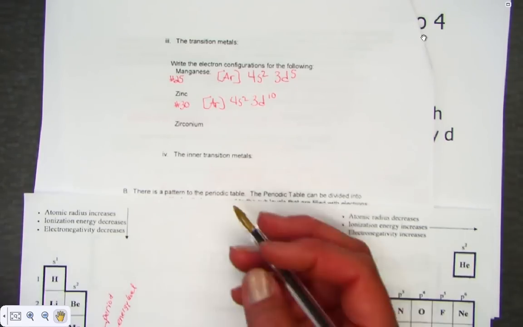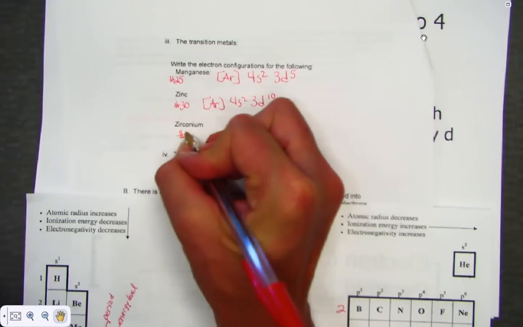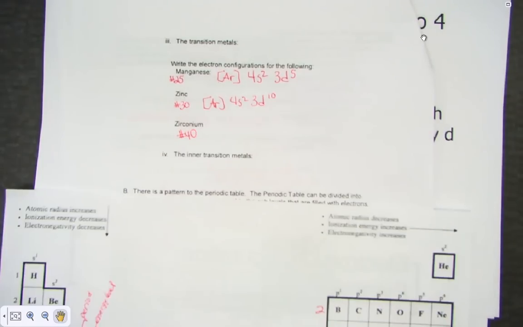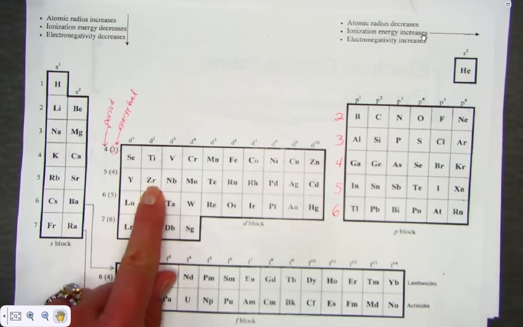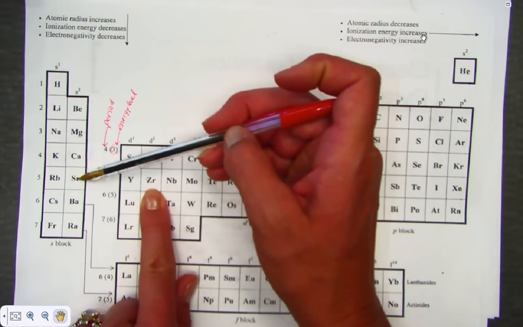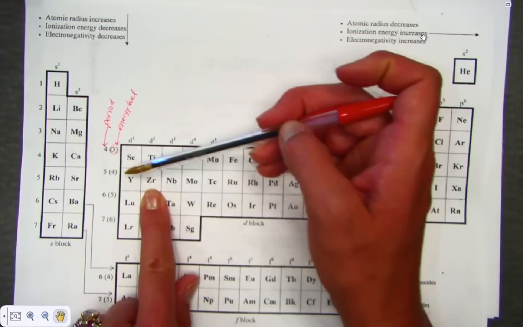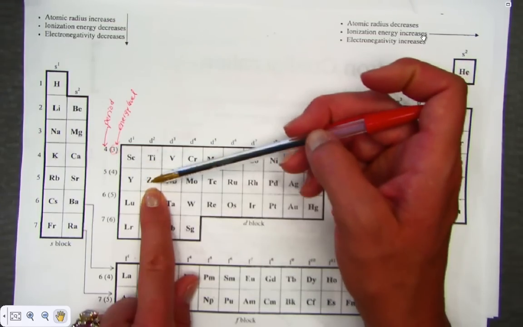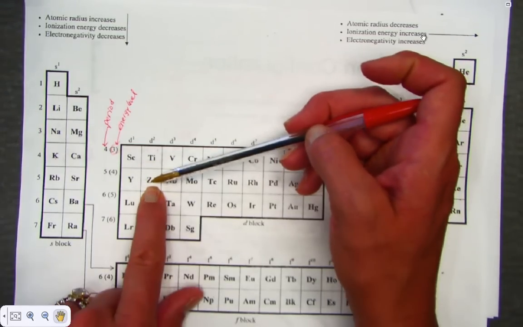Zirconium. ZR, zirconium, is number 40. Zirconium is in the 5th period. We pass through the 5th energy level, 5s2, before we hit zirconium, who's in the 4d sublevel.